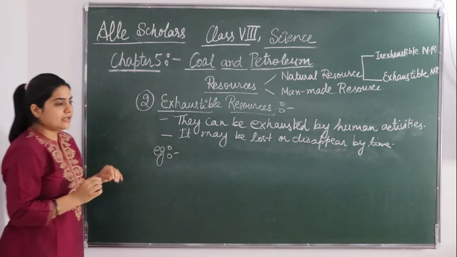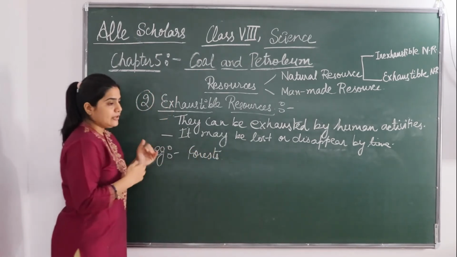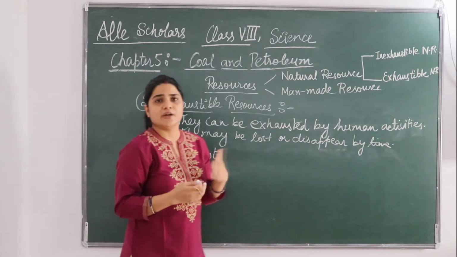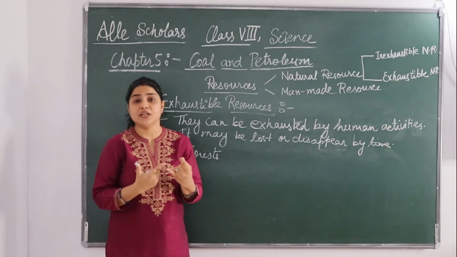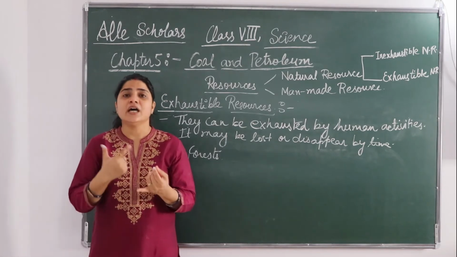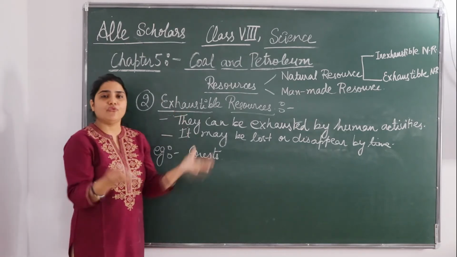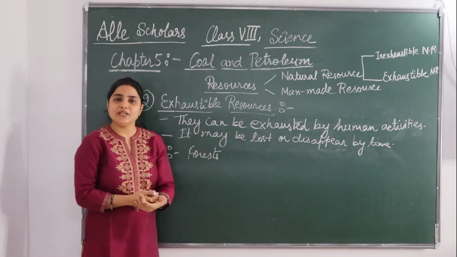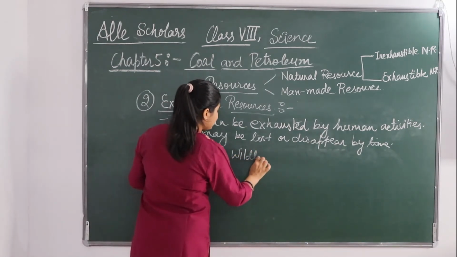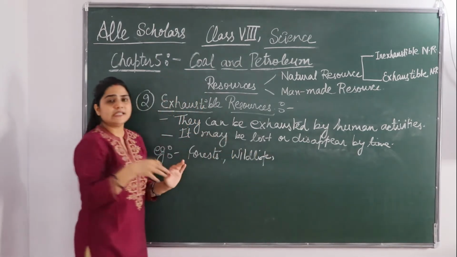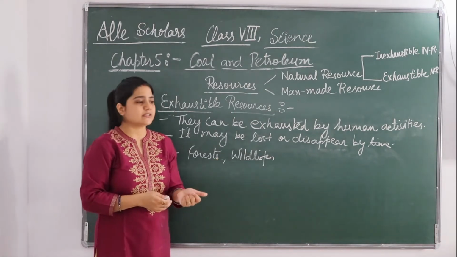Now let's see the examples. An example is forest. Can human beings use all of the forest? Yes. We have seen that lots of forest has disappeared because of human activities. They have done hunting, they have killed all the animals, they have done wood cutting, and all the woods have been finished, and whole forests have been finished because they have been consumed by human beings. Similarly, wildlife. We have seen that so many wildlife animals have disappeared. They have become extinct. The reason is that humans have consumed them.